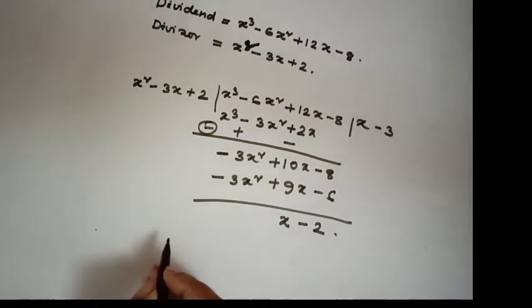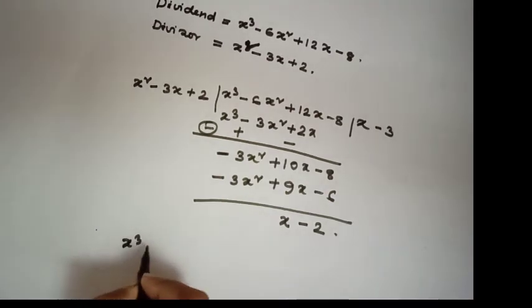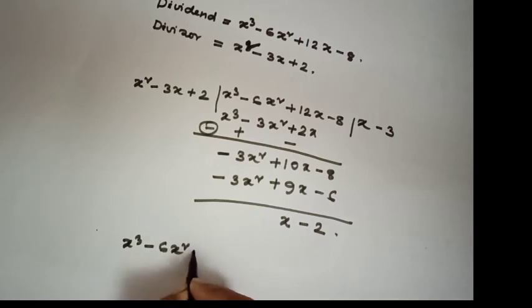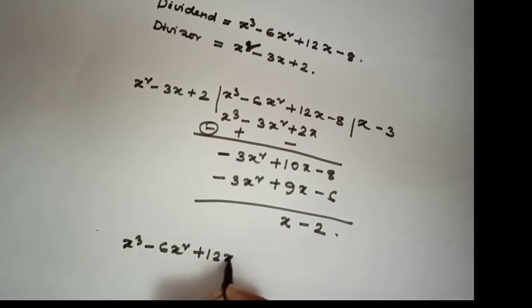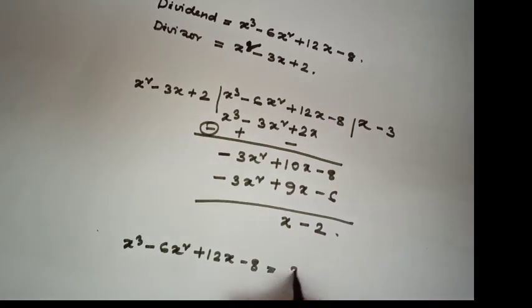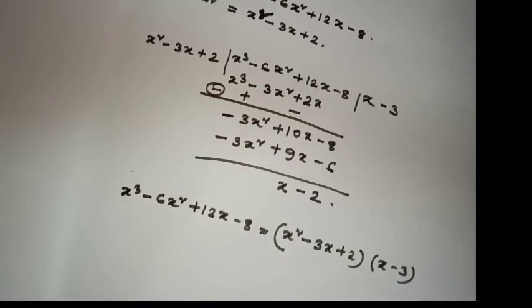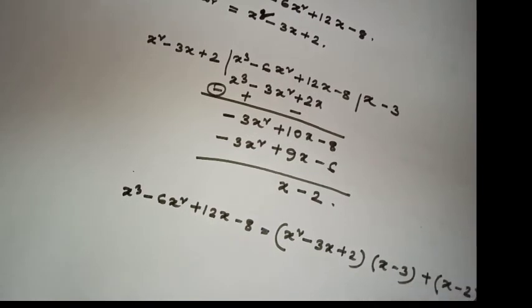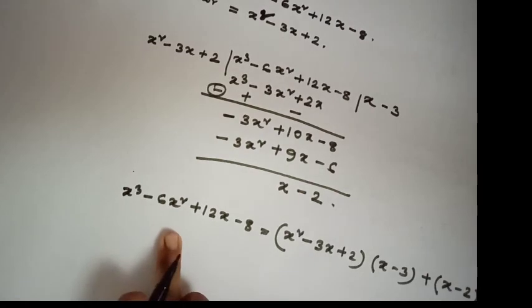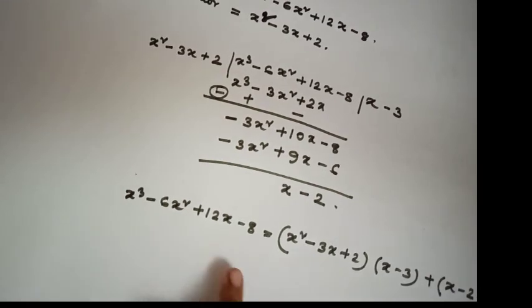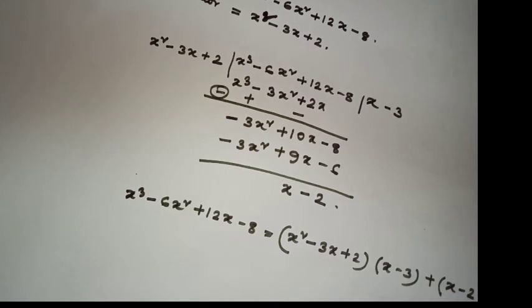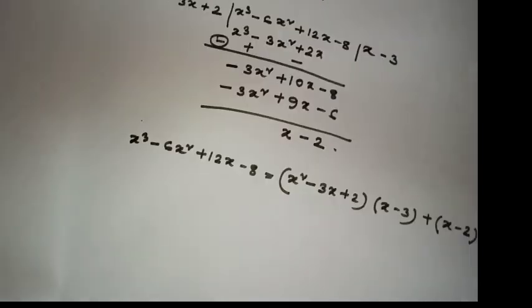Then by the division algorithm we can write x cubed minus 6x squared plus 12x minus 8 equals (x squared minus 3x plus 2) times (x minus 3) plus (x minus 2), okay. This is f(x), this is g(x), this is q(x), this is r(x), okay.